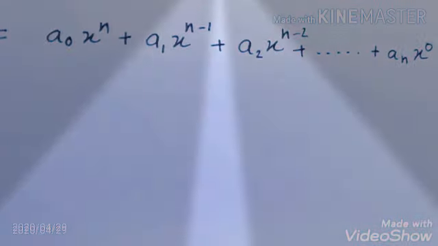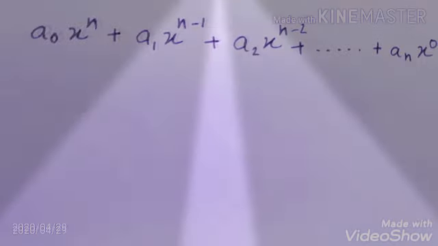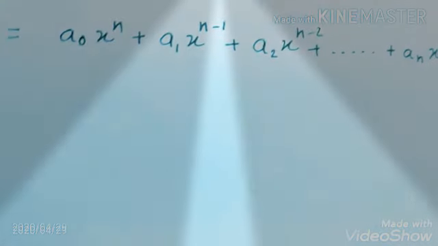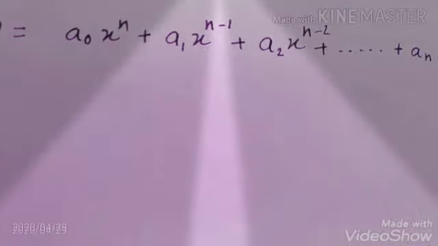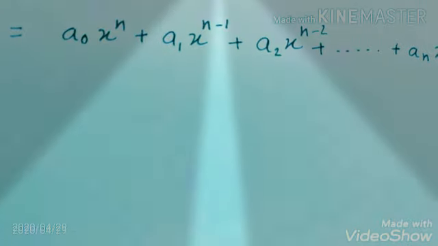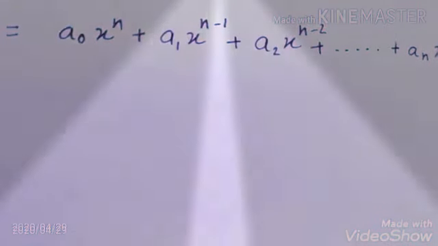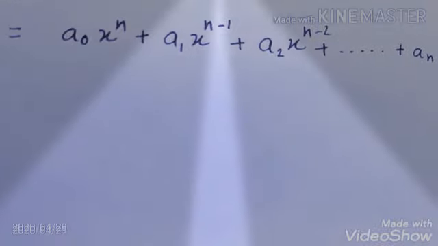x raised to the 0 is equal to 1. So it is a pure constant number. So a0, a1, a2, a3 up to an, these are the real numbers. So these are merely symbols.